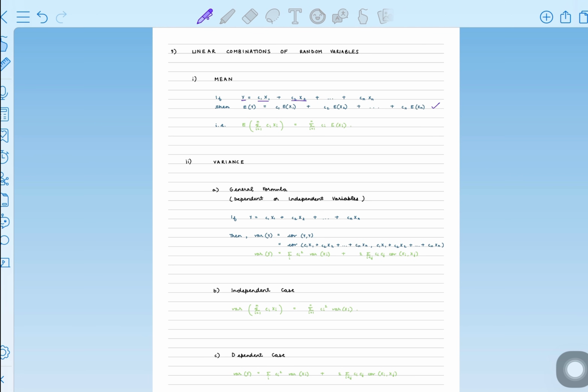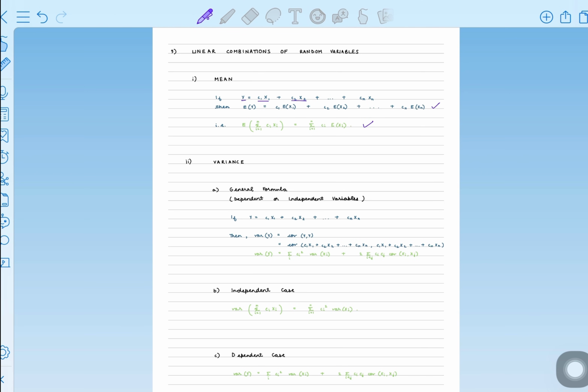So whenever we're finding the expectation of linear combinations of random variables, we simply pull out the constant and take the expectation of the random variable itself. This gives us the standard form as follows. Keep in mind that this property is always true and independence is not required.